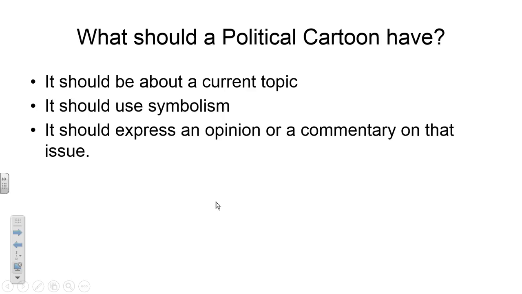But it should be about something current, not something that was relevant 4 years ago, but something that's relevant today. Political cartoons use lots of symbolism in them. That's kind of what they are. They use symbolism to get their opinion across. And that's the other thing, a political cartoon should express an opinion or a commentary about a particular issue. Whatever the author has chosen as their topic, the author should be getting their opinion across. When you look at a political cartoon, you should be able to determine what is the author's opinion about this. And that's kind of important.